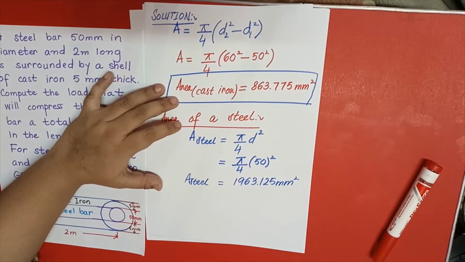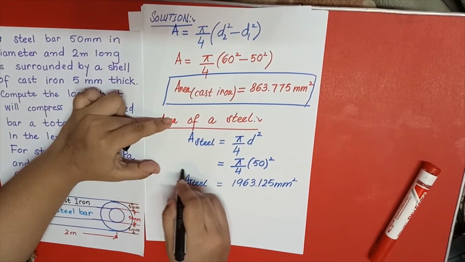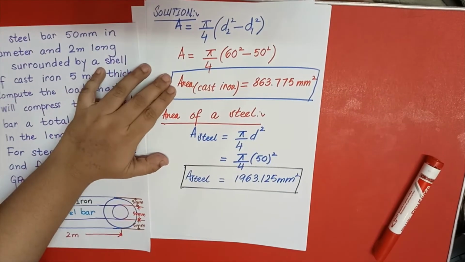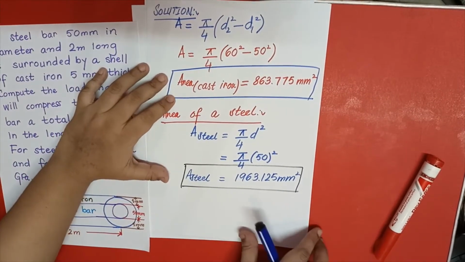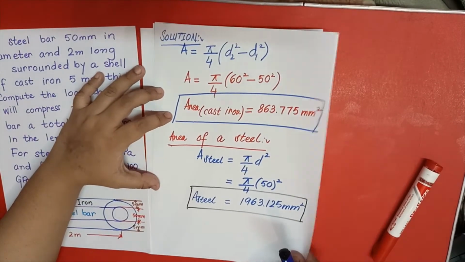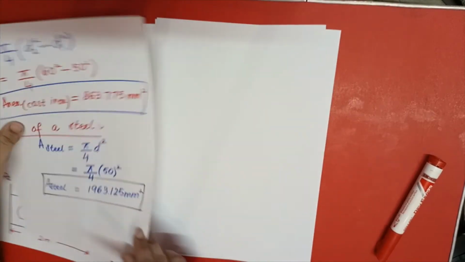So we got the area of the cast iron and the area of the steel. What we have to do next is find the deformation. And how can we do that? Let me tell you.